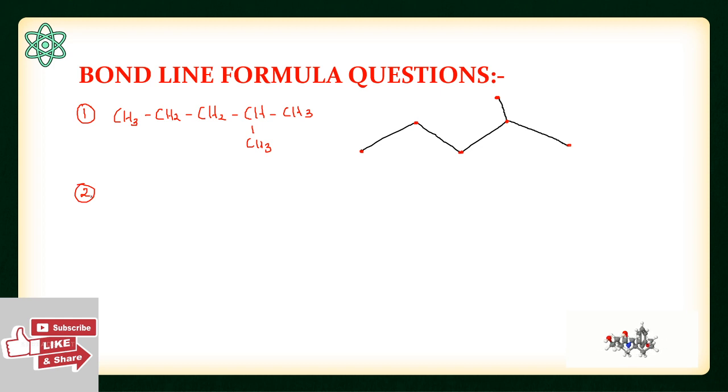The second example that we can take is CH3, CH2, CH, double bond CH2. So here between two carbon atoms you have a double bond. First step, just count the number of carbon atoms. You can see that there are 4 carbon atoms, and then between the last two carbon atoms you have a double bond. So between this carbon atom and this carbon atom you have a double bond, so you represent that. So this represents a double bond.